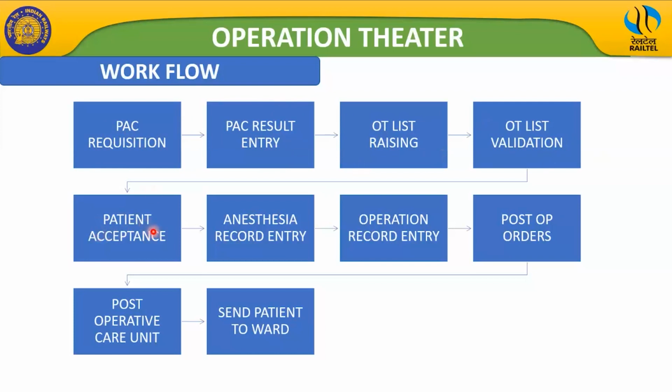After that, the record related to the anesthesia will be entered. Then when the operation is conducted, the surgery is completed, the operation related record entry also will happen. After surgery, the post-op information also will be updated. The post-op care unit also will update the information for that patient. And then after that, the patient will be sent back to the ward from the OT. So this is the process that will happen. So now let us move step by step.